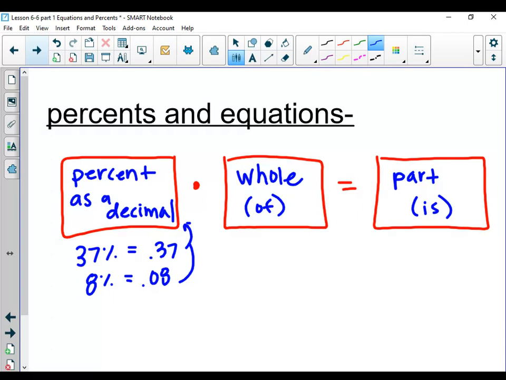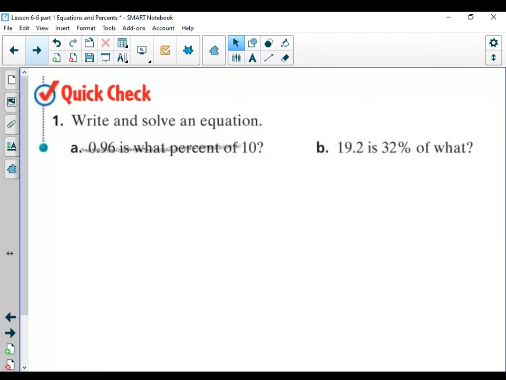So box number 1. Of course the bell would ring while I was recording. Box number 1, 19.2 is 32% of what?